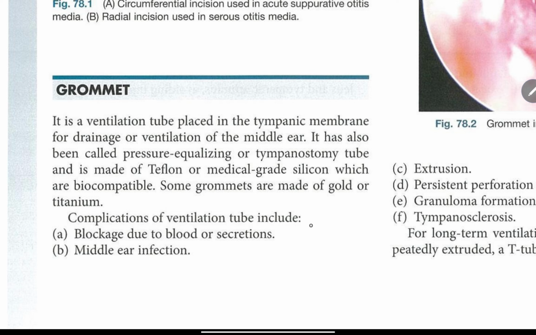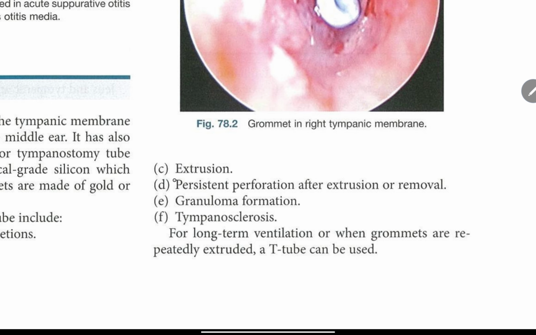Complications of ventilation tube include: A. Blockage due to blood or secretions, B. Middle ear infection, C. Extrusion, D. Persistent perforation after extrusion or removal, E. Granuloma formation, F. Tympanosclerosis. For long term ventilation or when grommets are repeatedly extruded, a T tube can be used.